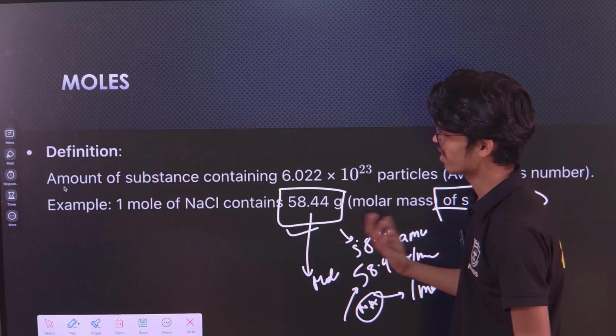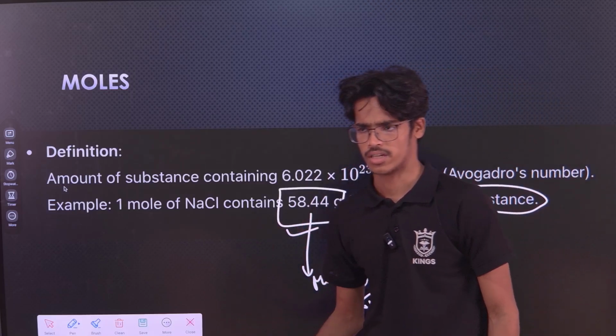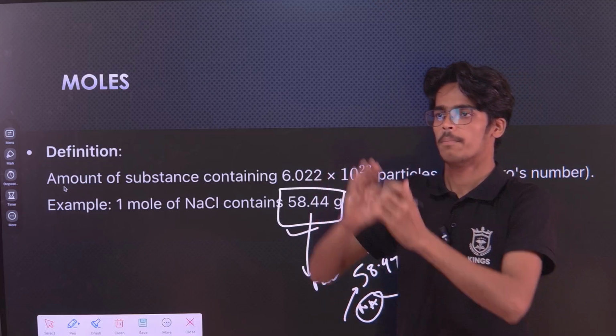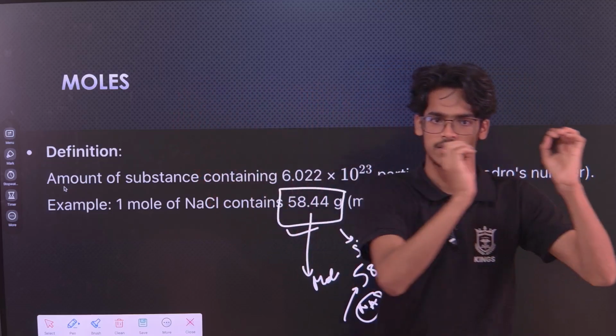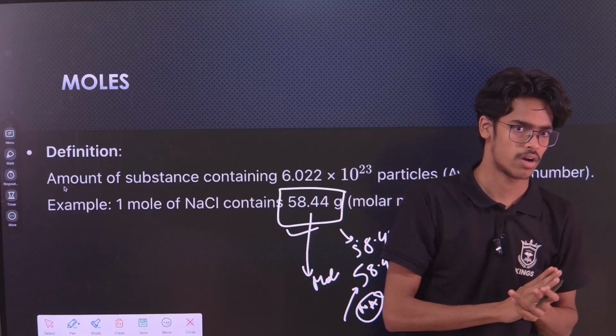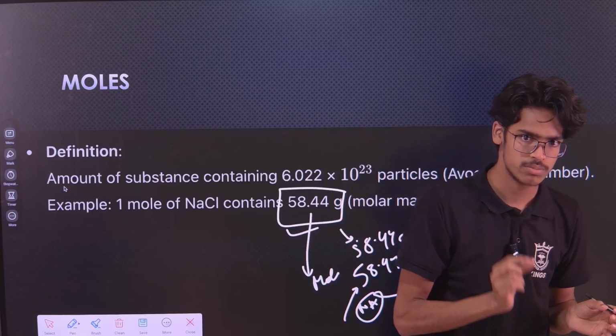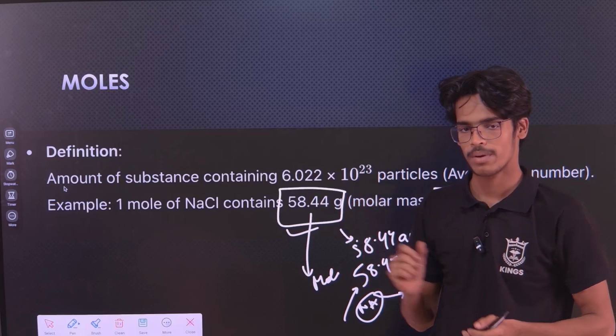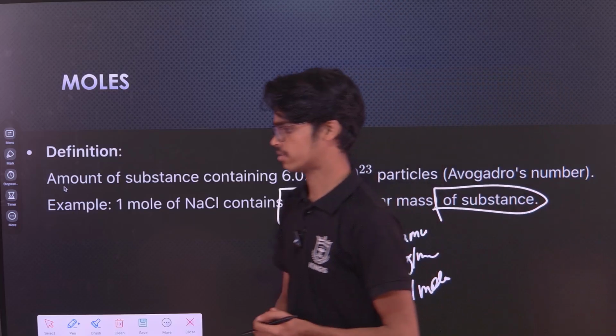Now the same thing again, repeating. I hope you are able to understand. Moles: mass of 1 mole of any substance is molar mass. Got it? And mass of 1 molecule is molecular mass. Atomic mass unit is the smallest unit to represent the mass. Got it?